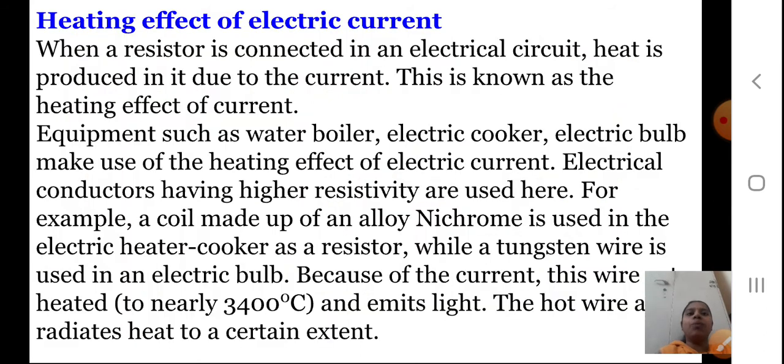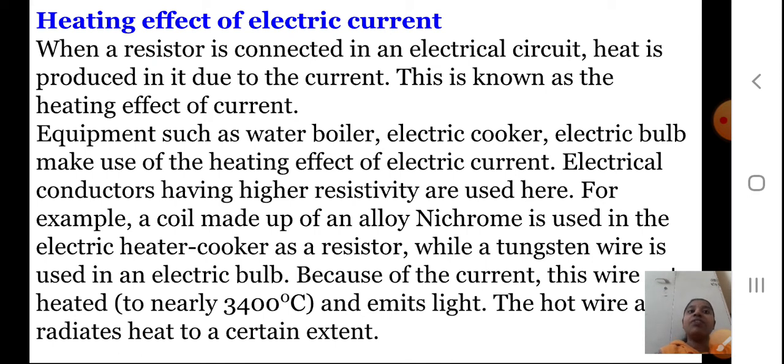Now the next part you studied was the heating effect of electric current. Now what is this, students? When a resistor is connected in an electrical circuit, heat is produced due to the current. We saw this just now. This is known as the heating effect of current. Equipment such as water boiler, electric cooker, and electric bulb make use of the heating effect of electric current.